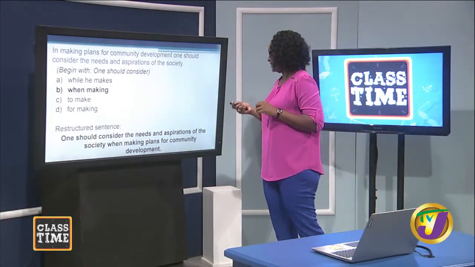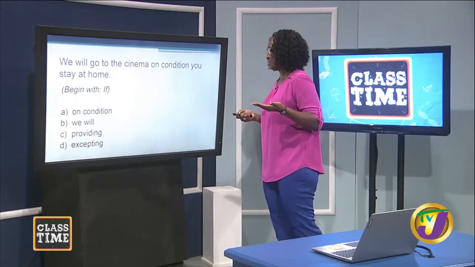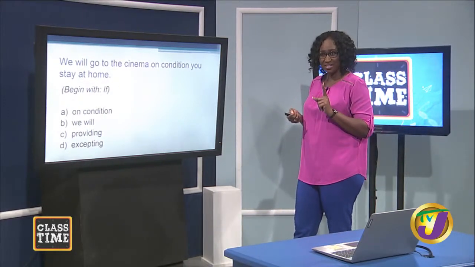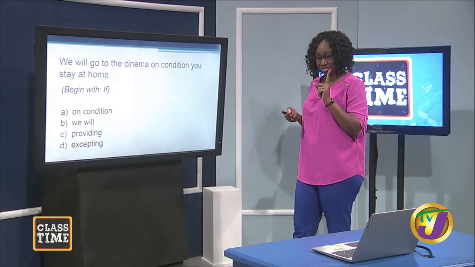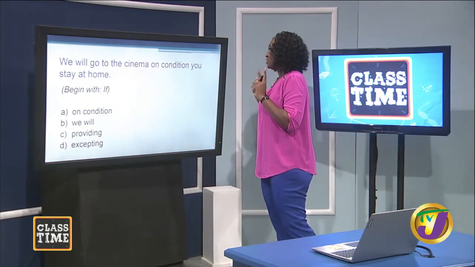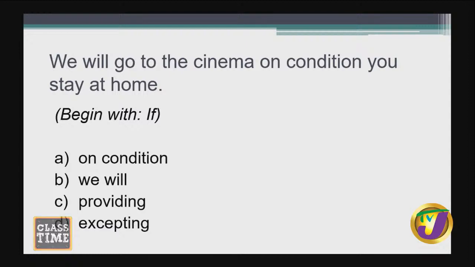All right. Let's see if we can take it up a little bit. Now we have a short sentence, but don't let the short sentences fool you. They're just as tricky. We will go to the cinema on condition you stay at home. So we have an idea being conveyed: you can do this if you do that. So we have to start it with if. So where would if best fit in? You had the on condition, not so. So if you do something, then something else can happen.